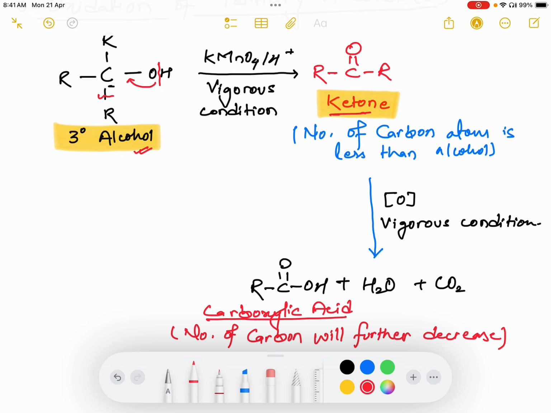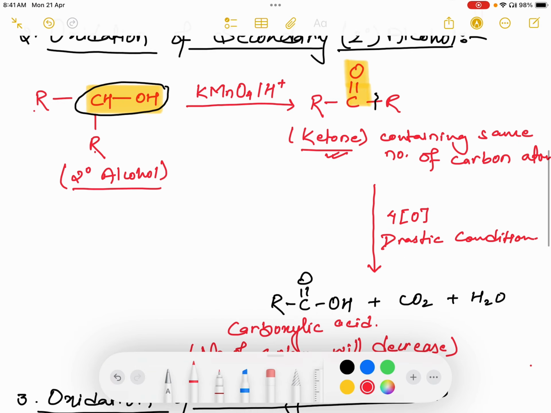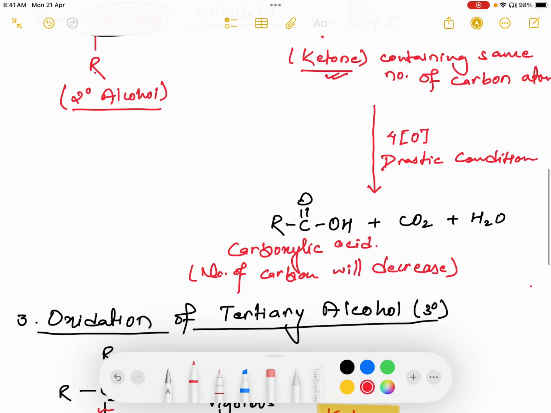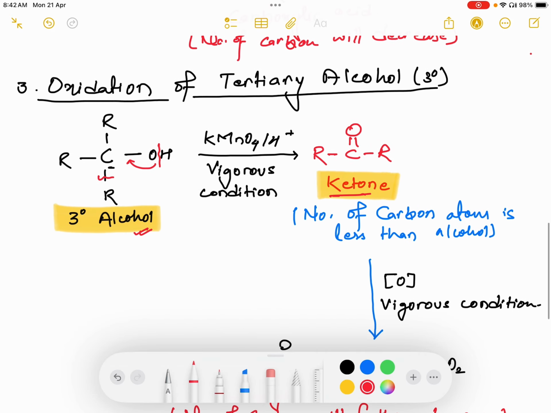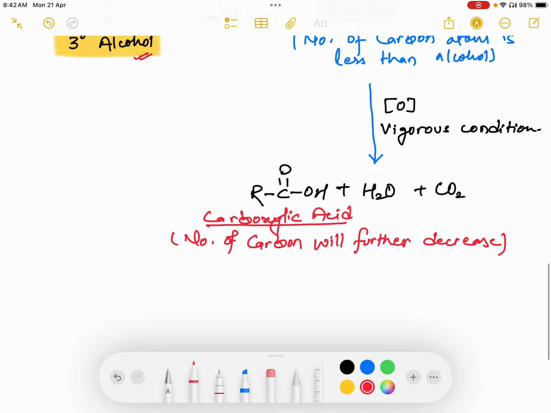1 degree alcohol gets transformed into aldehyde and then it transforms into carboxylic acid containing the same number of carbon atoms. 2 degree alcohol gets transformed into ketone, having the same number of carbon, which further gets oxidized under drastic condition to give carboxylic acid, but the number of carbon in carboxylic acid will be less. 3 degree alcohol gets transformed into ketone under vigorous condition with a lesser number of carbon atoms, which is further oxidized to give carboxylic acid containing even fewer carbon atoms. So let's move on to the next.